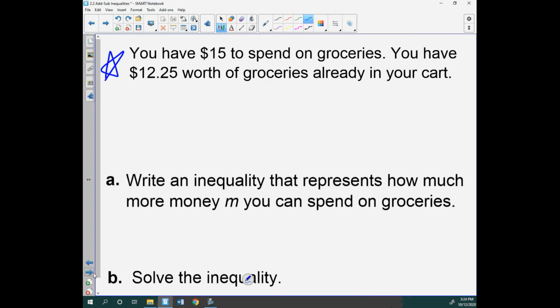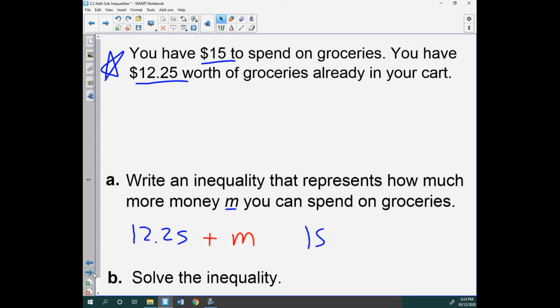So this one says I have 15 bucks to spend on groceries. I have $12.25 worth in my cart. All right, let's write an inequality for that using M. Well, if I have $12.25 plus M, and I have to have that be 15 bucks, that's how much I have. I could spend 15 bucks, so that's the or equal to. I could not spend more than 15.